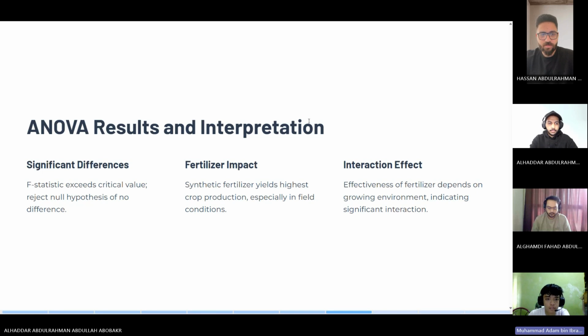So, ANOVA results and interpretation. Significant differences: the F statistic exceeds the critical value, so we reject the null hypothesis of no difference. Moving on to fertilizer impact: synthetic fertilizer yields the highest crop production, especially in field conditions. And lastly, the interaction effect: the effectiveness of fertilizer depends on the growing environment, indicating a significant interaction.